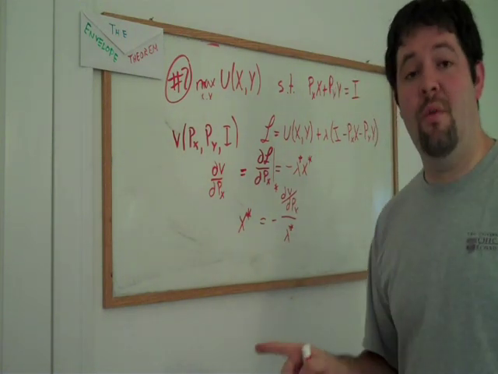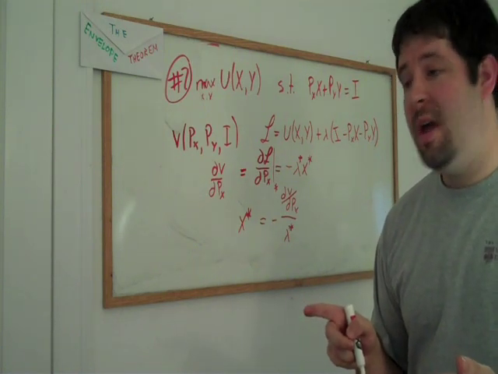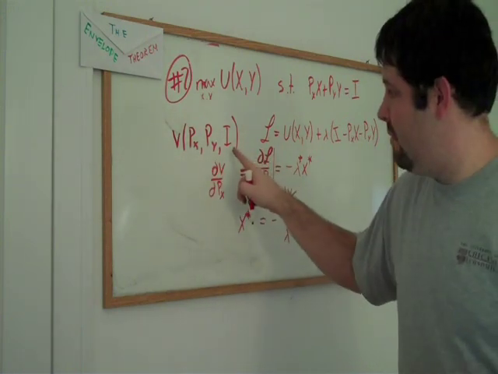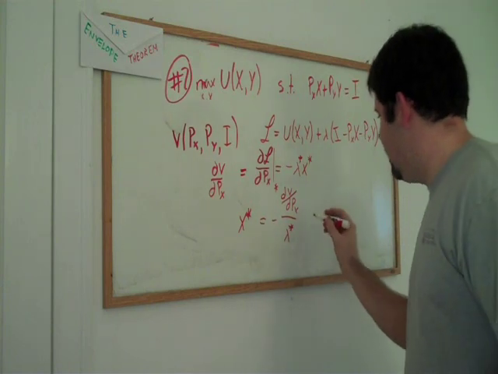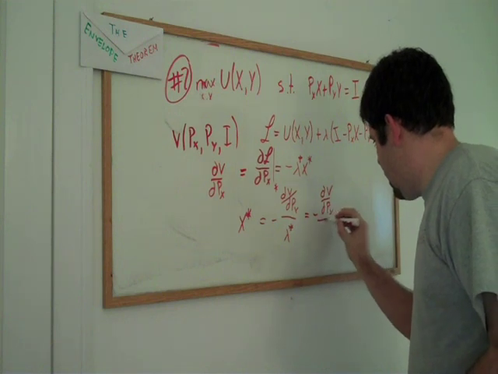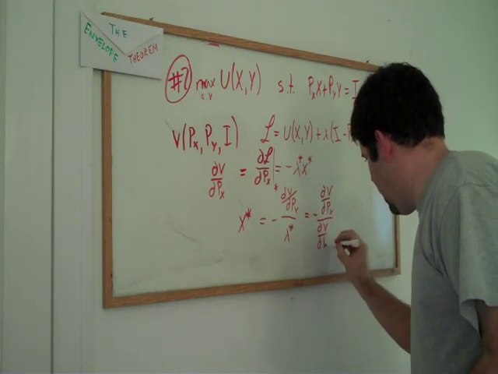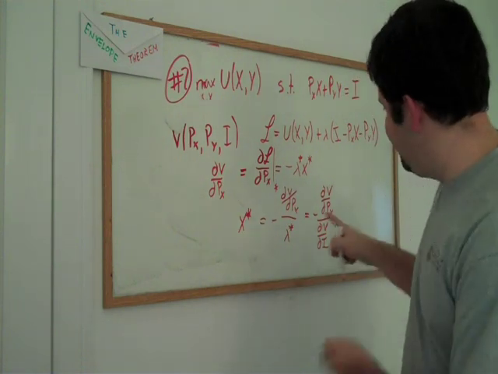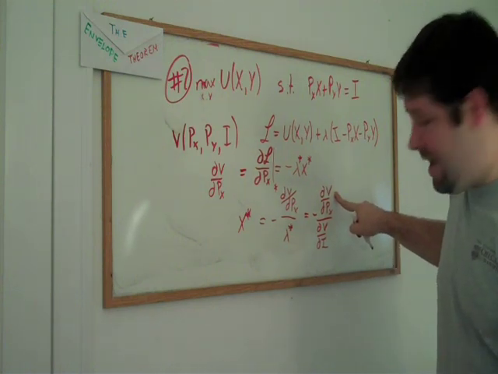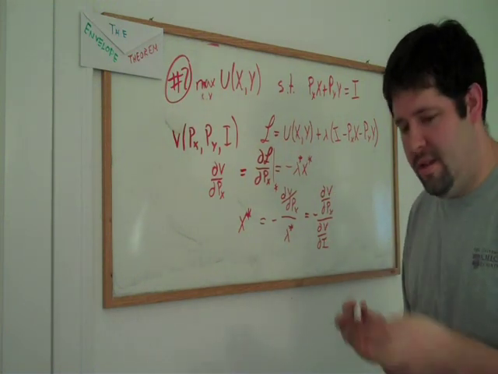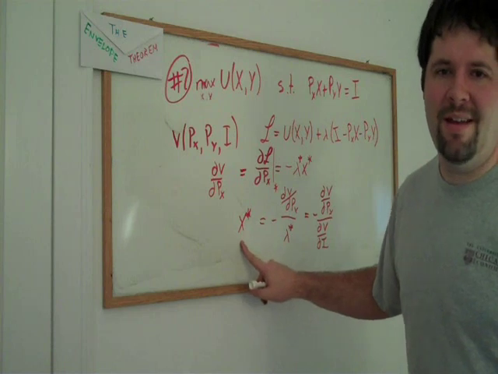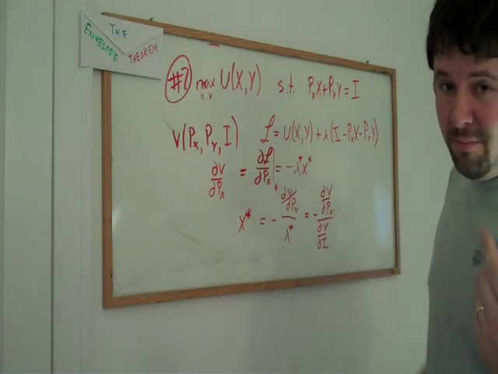But this lambda star, remember, is the marginal utility of income. And remember, we can get that from just taking the derivative of our indirect utility function with respect to income. That was the previous result. So, we get this sort of weird looking identity here, that we can just take the derivative of the indirect utility function with respect to price, divide that by the derivative of the indirect utility function with respect to income, take the negative of that, and we get our Marshallian demand for the good that we took the derivative with respect to the price.